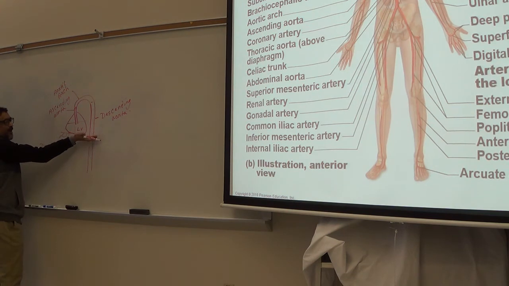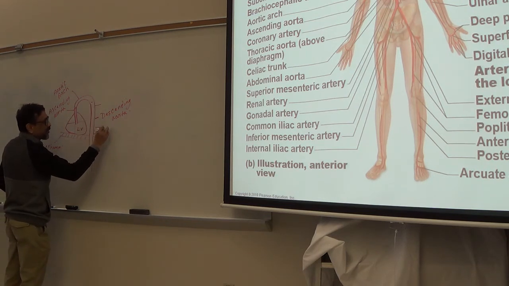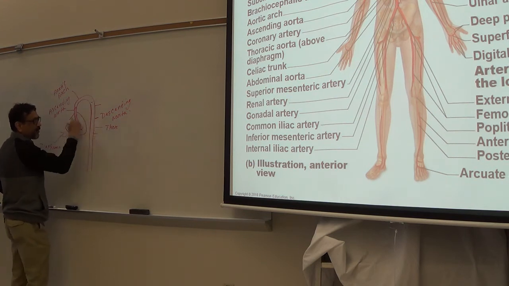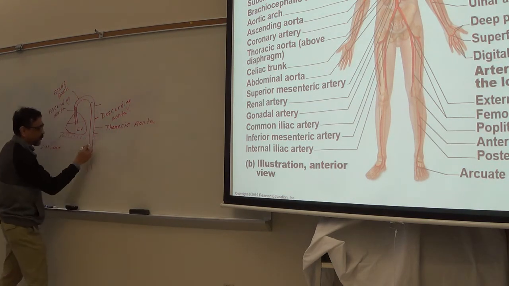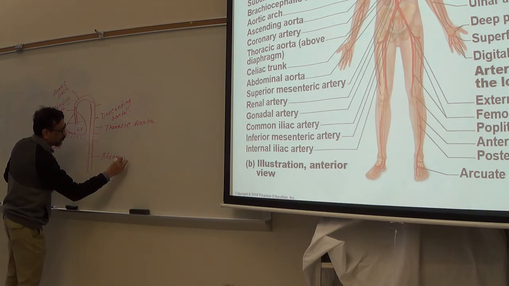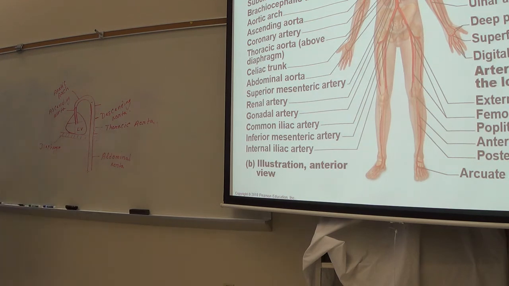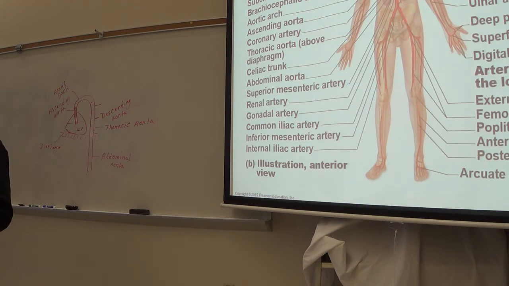So now, the diaphragm separates the descending aorta into two parts. This part is called thoracic, because it is in the thorax, aorta, and this part is called what? Abdominal aorta. Very good. So descending is divided by the diaphragm, right? Above the diaphragm is thoracic aorta, below the diaphragm is abdominal aorta. Is it clear?